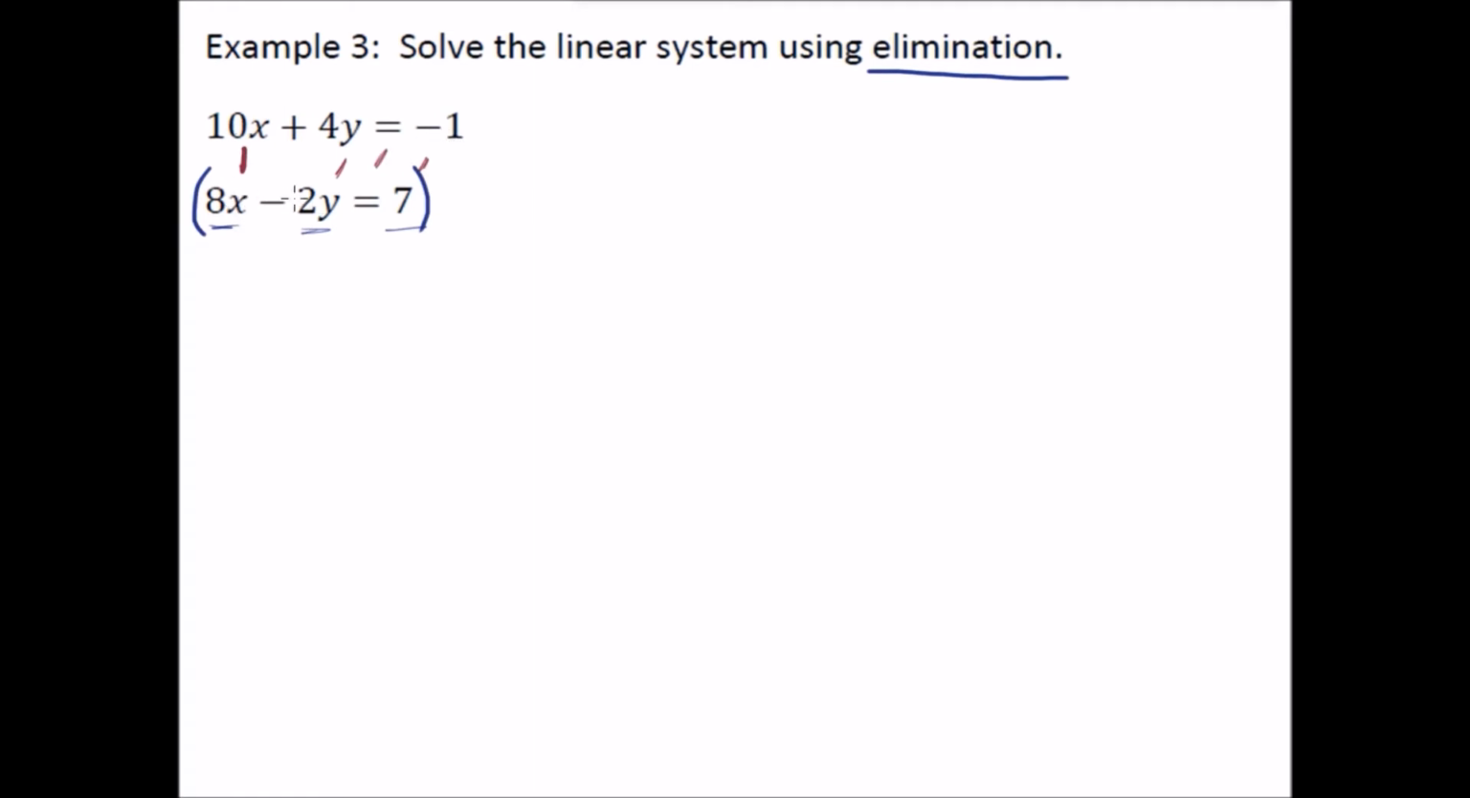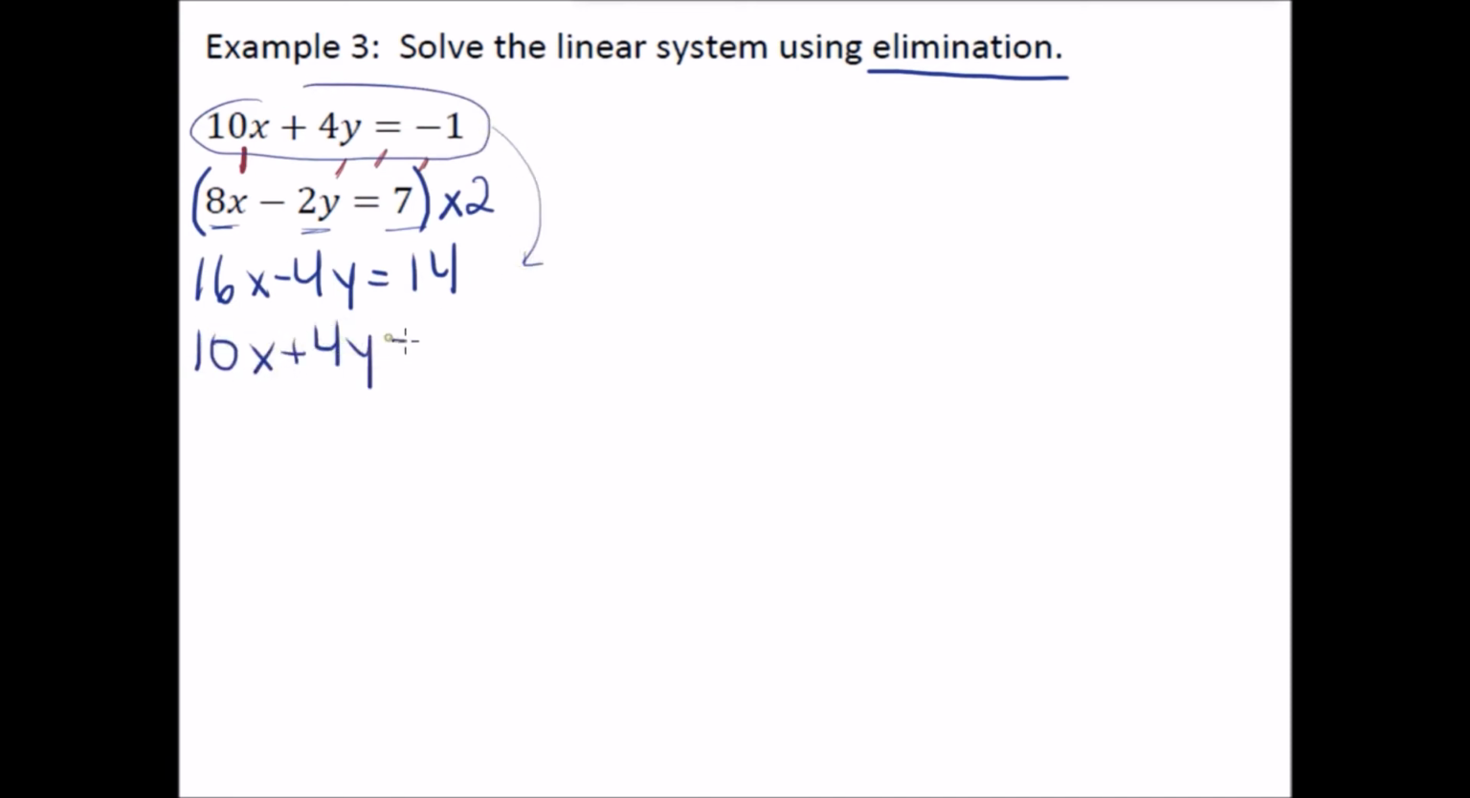The easiest thing to do is to multiply the second equation by 2. So we're going to have 16x minus 4y equals 14. Now we're dealing with this equation and equation number 1. Let's just write that underneath: 10x plus 4y equals negative 1. We'll chunk that up. Okay, now the y's are the same.